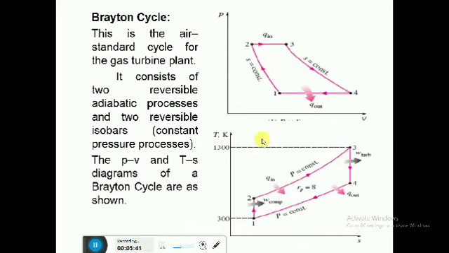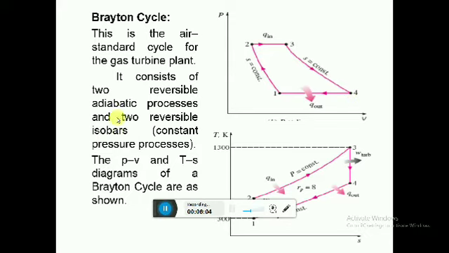The next is 4 to 1, which is heat rejection. If it is an open cycle, the products of combustion are left out into the atmosphere, that is heat rejection. If it is a closed cycle, the heat is rejected from the gases by using some cooling mechanism.